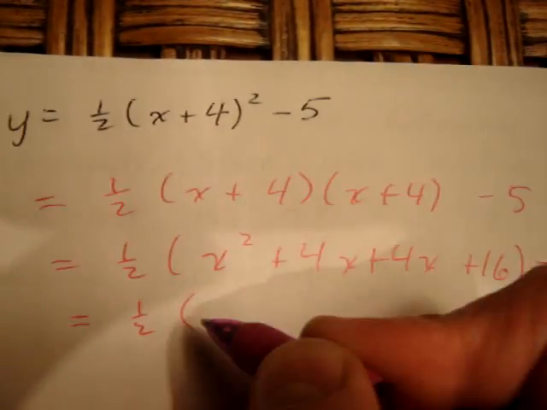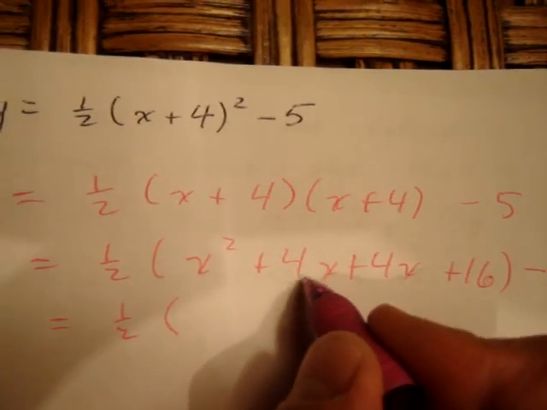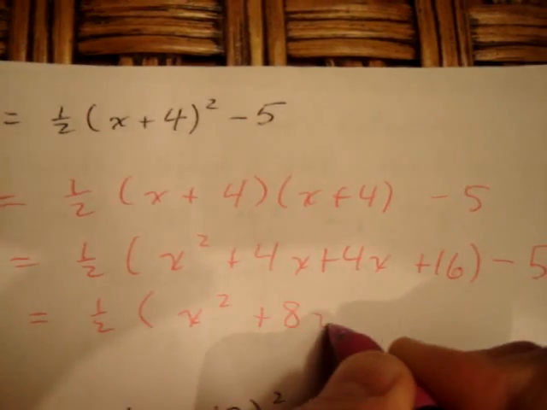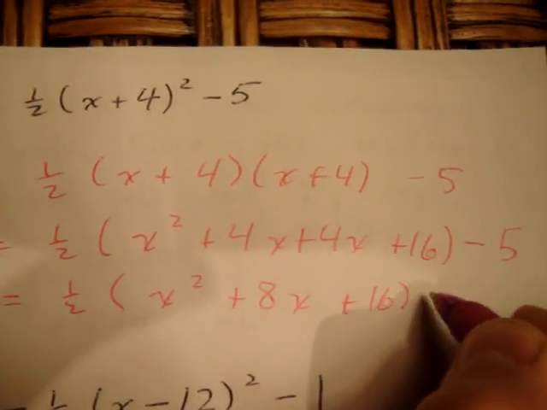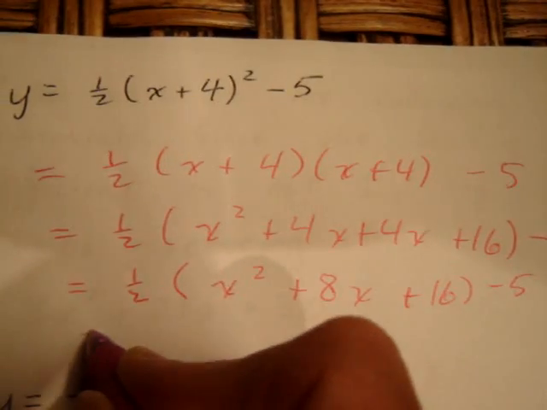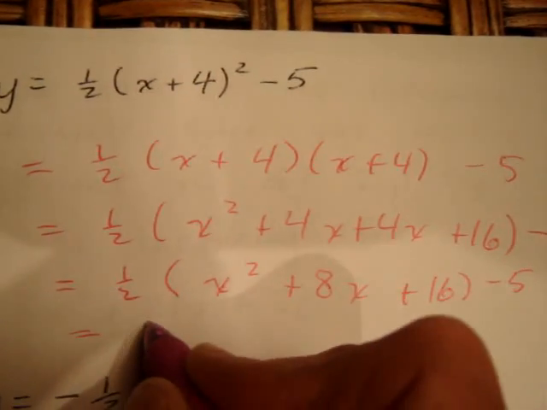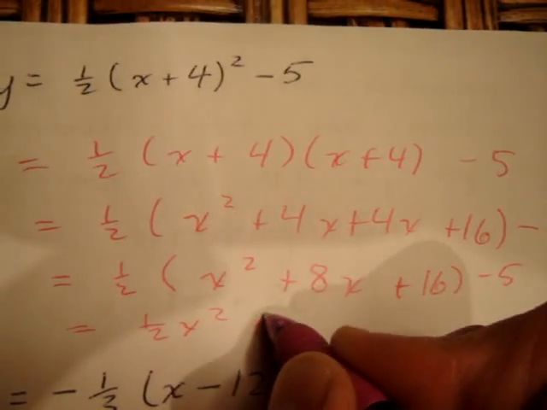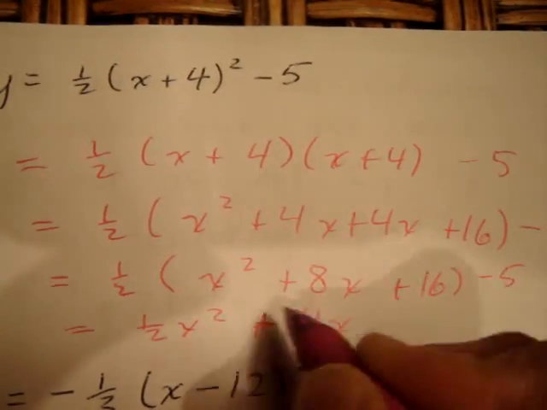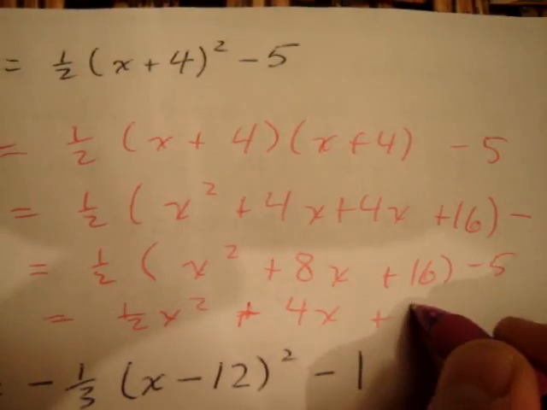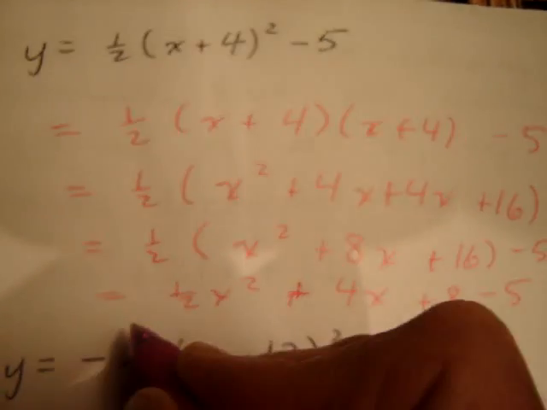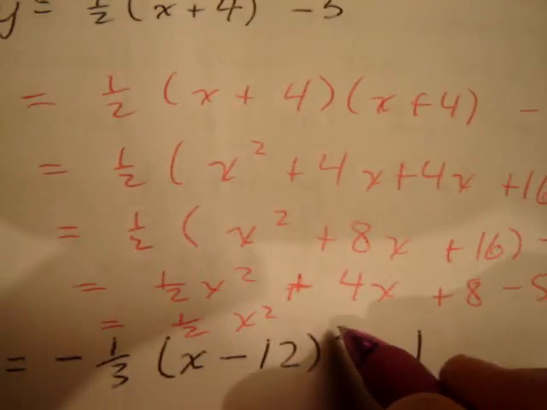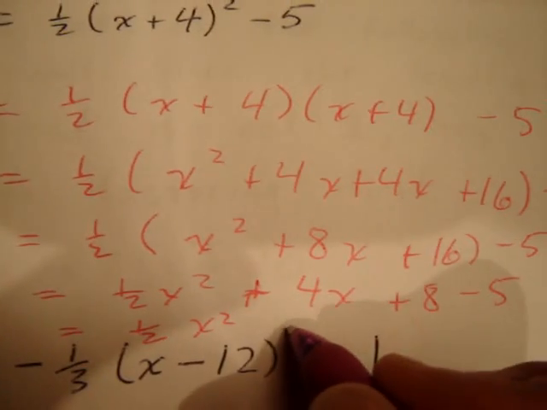This gives us 1/2 times, collecting like terms here, we see the 4x and the 4x are like terms, x squared plus 8x plus 16, minus 5. We distribute the 1/2 into the bracket and we get 1/2 x squared plus 1/2 times 8x is 4x, 1/2 times 16 is 8, minus 5. And finally, our final answer is 1/2 x squared plus 4x plus 3.